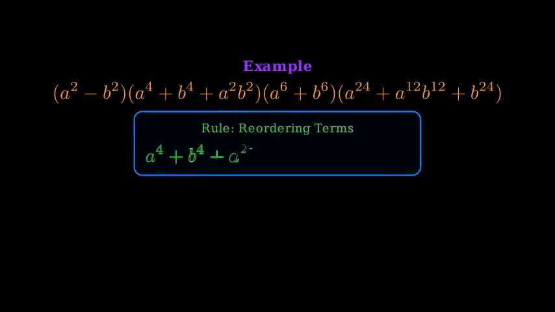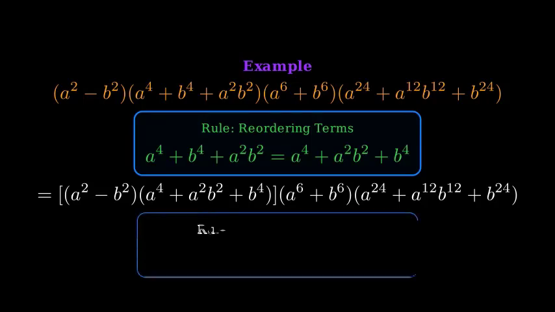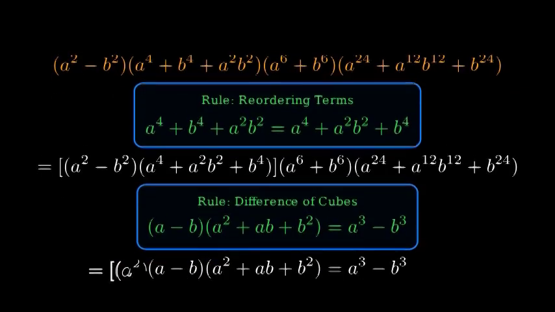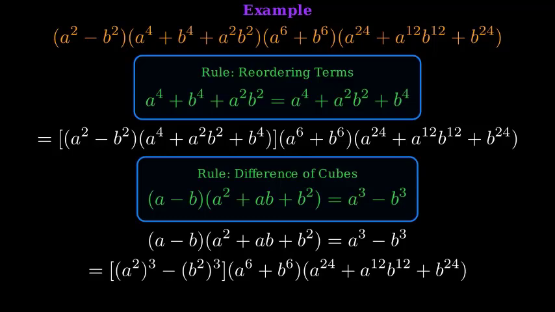Our first step is to rewrite the expression to make it easier to work with. Looking at the second term, we can rearrange it as a to the fourth plus a squared b squared plus b to the fourth. This doesn't change the value, but helps us recognize a pattern. Now, we notice that we can apply a well-known formula, the difference of cubes. The formula states that (a minus b) times (a squared plus ab plus b squared) equals a cubed minus b cubed. We can apply this to the first two factors.